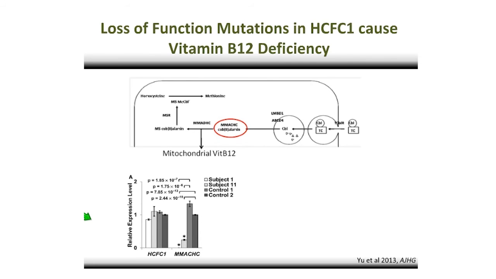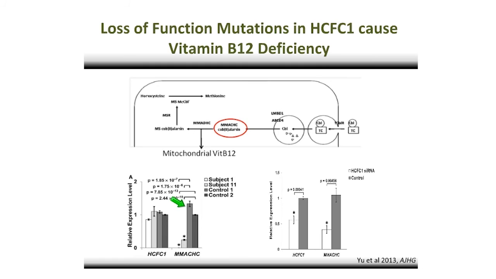So on the bottom here we can see some graphs. The first two bars are the affected individuals with the cobalamin deficiency, and the second two bars are the controls. And you can see in the HCFC1 patient cell lines that MMACHC expression is essentially lost. So that was a nice link for them to their cobalamin deficiency. What they did also, I should mention, is showed that their mutations were loss of function, because you get the same loss of MMACHC expression when you knock down HCFC1 function.